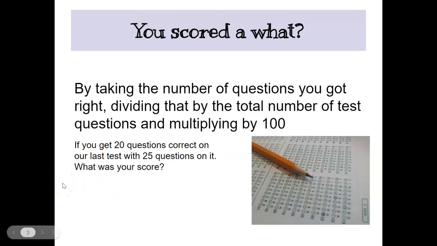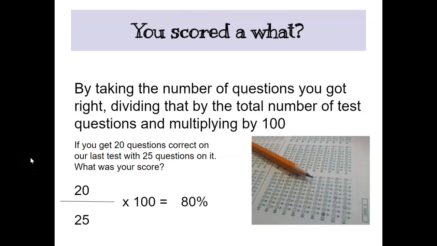So, for example, if you got 20 questions correct on your test that had 25 questions on it, what would your score be? Well, again, we're going to take the number we got right, so the partial, over the whole, which is 25, and multiply by 100. So 20 over 25 times 100 would give us 80%, and that's how you do basic percentages.